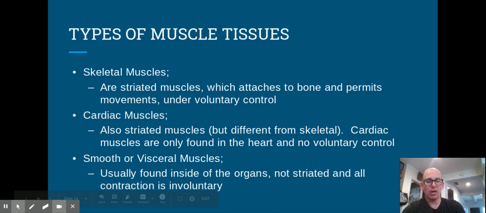This is, again, not under your conscious control, and this lines your organs. Probably the best example of smooth muscle is what lines your digestive tract. You basically get these rhythmical contractions to push food down your esophagus and along your small intestine. This rhythmic contraction of muscle that moves it, it's called peristalsis.